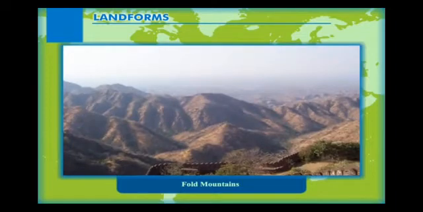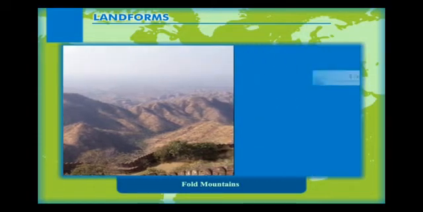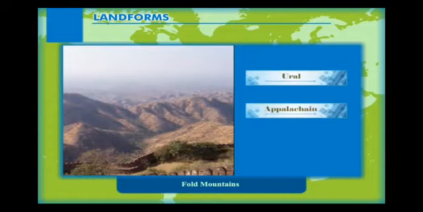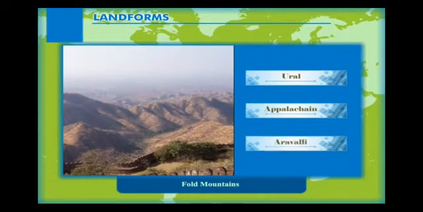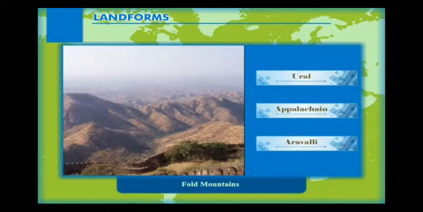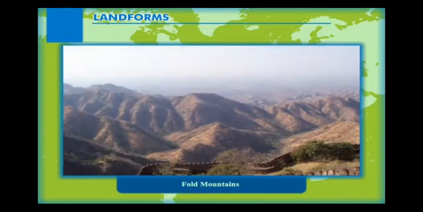Fold mountains formed in the earliest geographical time, before the young fold mountains, have now become eroded and reduced in size. These are called old fold mountains. Examples are the Ural Mountains in Russia, the Appalachian Mountains on the east coast of USA, and the Aravalli Range in central west India. These are the oldest fold mountain systems in the world.